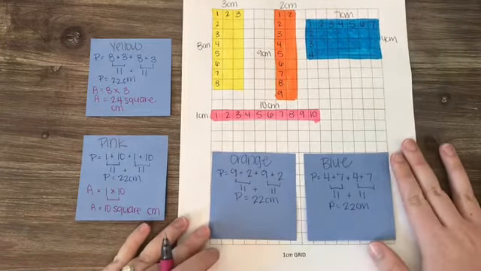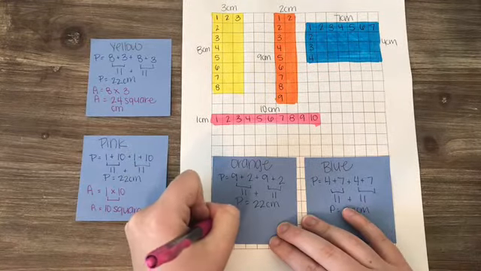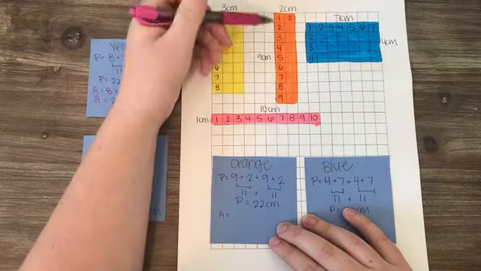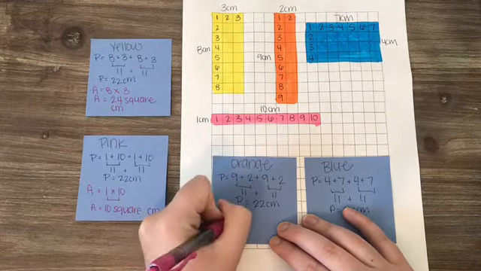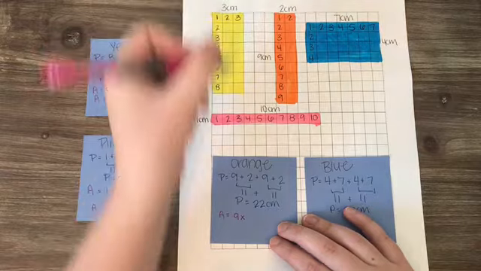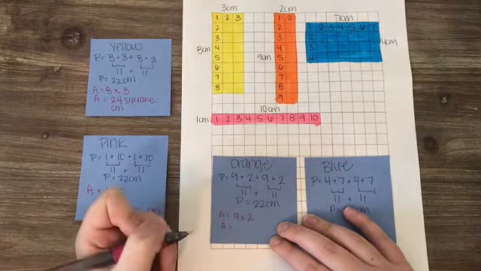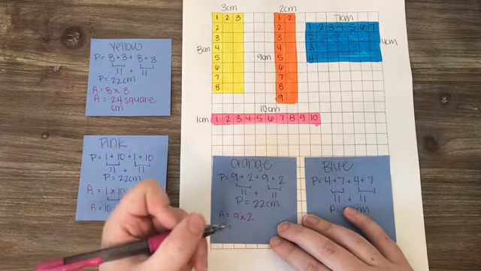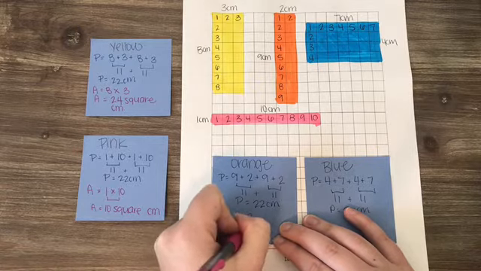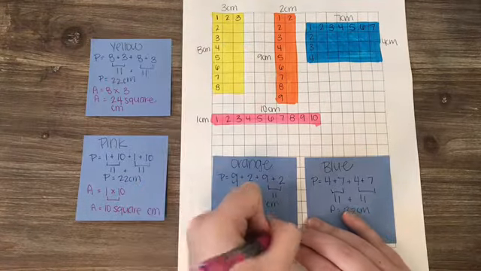All right, and let's move on to orange. So let's see. We need to find our area, and our area is our length times our width. Our length is 9 centimeters, and multiply that by our width, and our width is 2 centimeters. And so 9 times 2 is 18. So 18 square, and our units are centimeters still, so square centimeters.